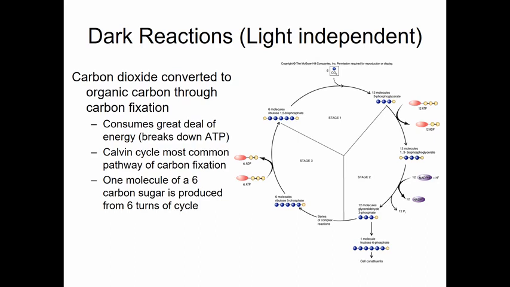Look at what you're breaking down. ATP is going to ADP. NADPH is going to NADP. We're breaking down more ATP over here. All of the components of the light-dependent reactions are being utilized in the light-independent reactions. So you've got to make the ATP first. You've got to make your NADPH first. And then you can utilize them over here to make sugar. Okay?